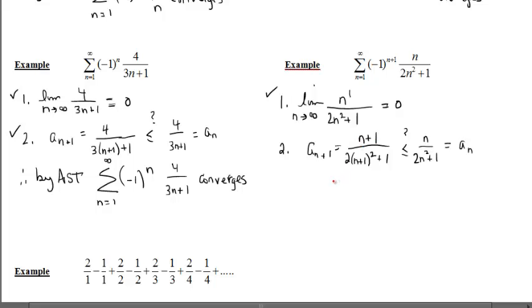So if n is 1 here, I'm going to get 2 over, if n is 1, that's 2 squared, 4 times 2, 8, 9, 2 ninths. Okay, then over here, if n is 1, I'm going to have 1 over 3. And 2 ninths is definitely smaller than 1/3.